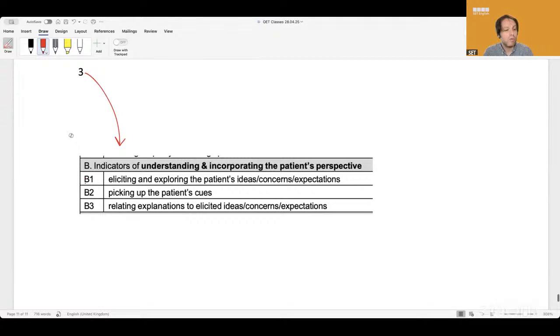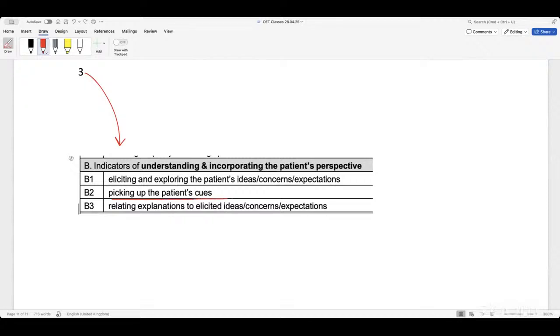So Fareed, can you read this for us? Would you mind reading that? Yes. Eliciting and exploring the patient idea, concern, and expectation. Okay. Picking up the patient. Yeah. So B2, yeah, as well, if you want. Is picking up the patient cues and relating explanation to elicit idea, concern, and expectation.